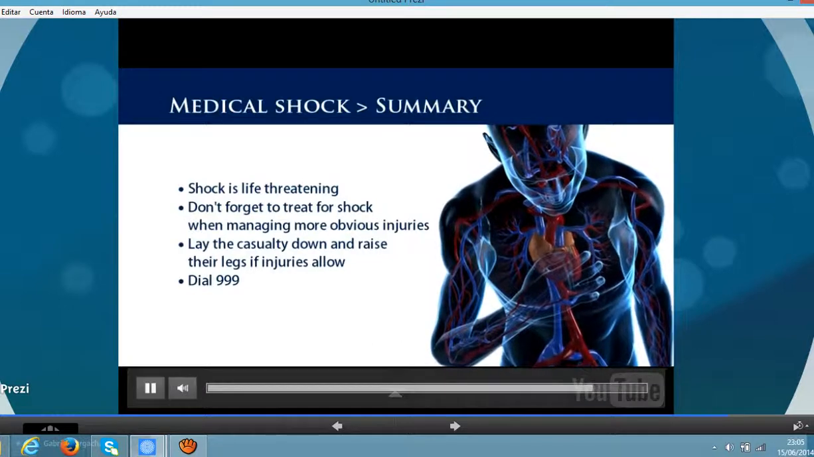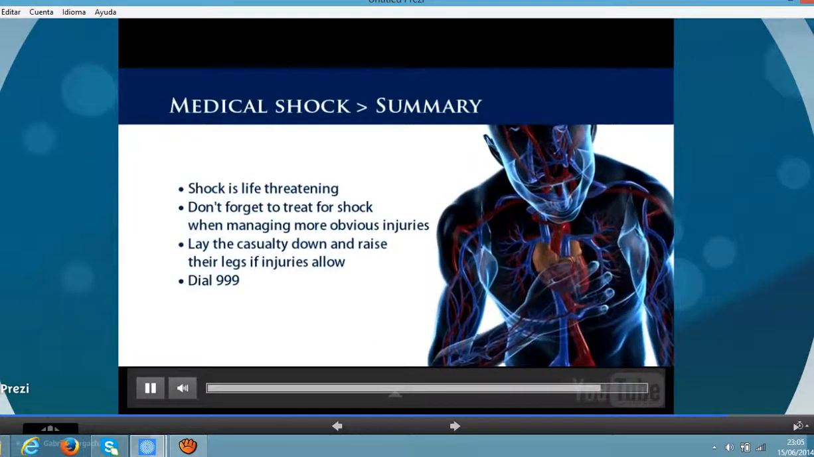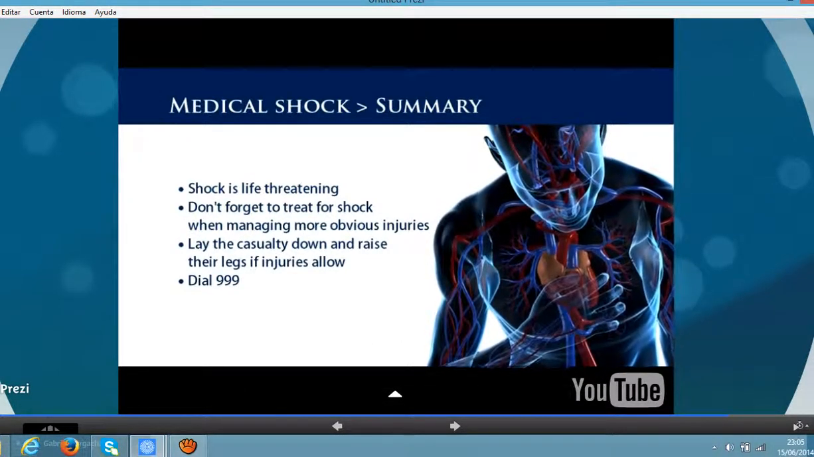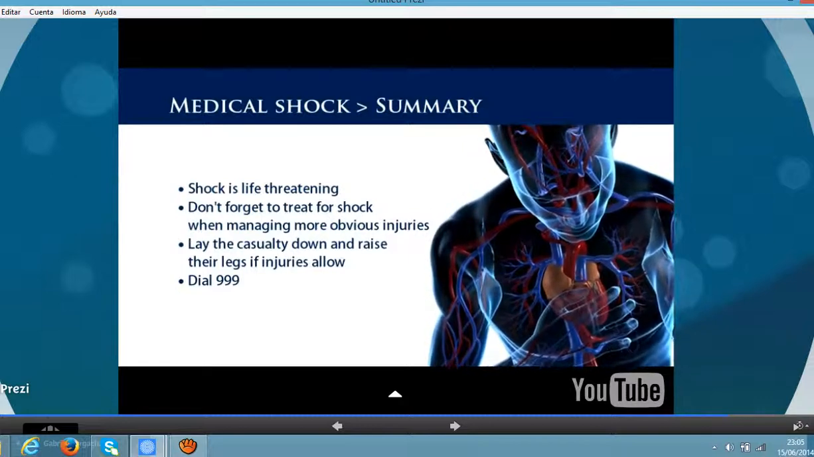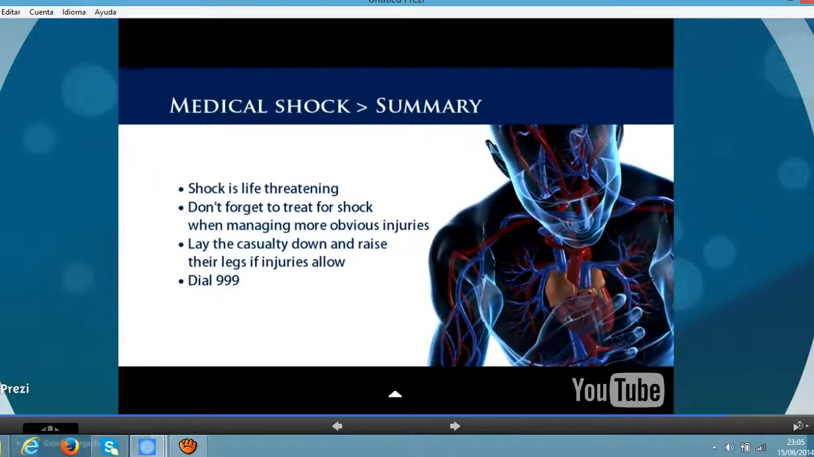So, in summary, shock is life-threatening. Don't forget to treat for shock when managing more obvious injuries. Lay the casualty down and raise their legs if injuries allow. Dial 999.